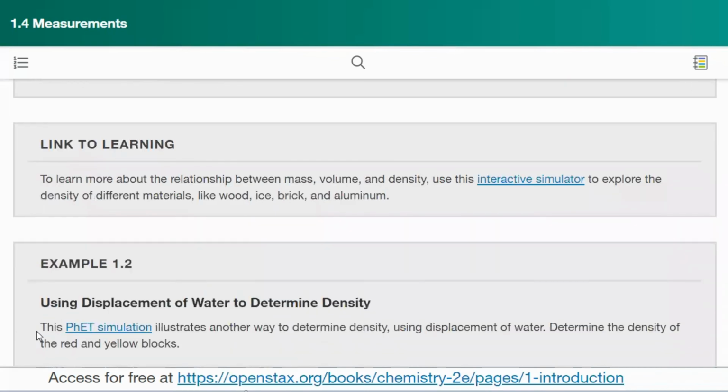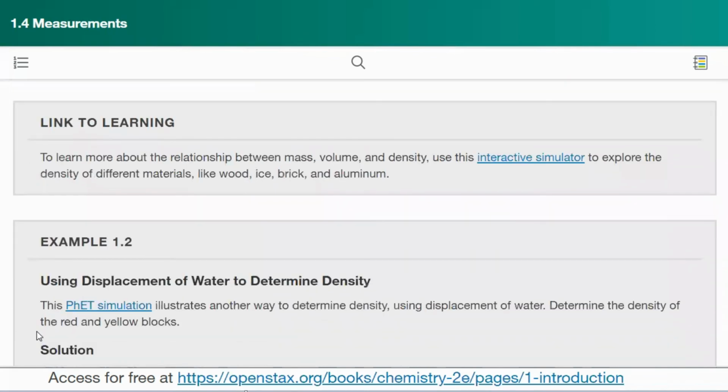Link to learning. To learn more about the relationship between mass, volume, and density, use this interactive simulator, and you'll explore the density of different materials like wood, ice, brick, and aluminum. And again, one can go to this OpenStax book, and then you can click on the hyperlink there.